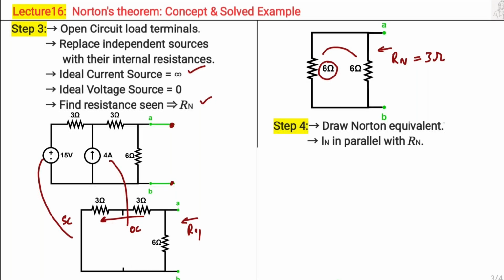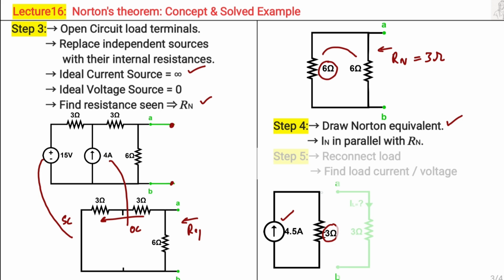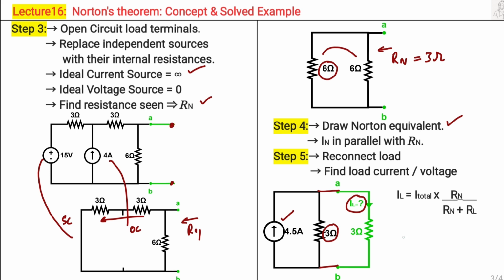The next step is to draw the Norton equivalent circuit, which has current source IN in parallel with the Norton resistance, that is 3 ohms. And the last step is to reconnect the load terminals, and IL can be found out with the help of the current divider rule, which is IL is equal to I total, that is 4.5 amperes, into Rn, that is 3 ohms, divided by Rn plus RL. And this comes out to be 2.25 amperes.